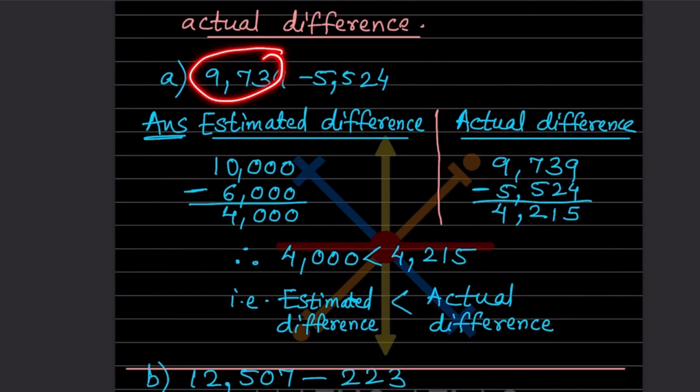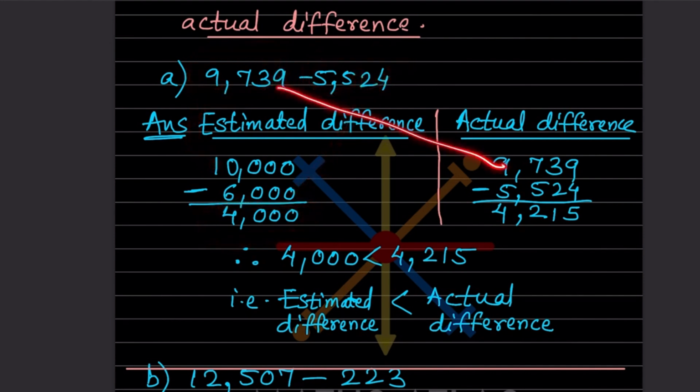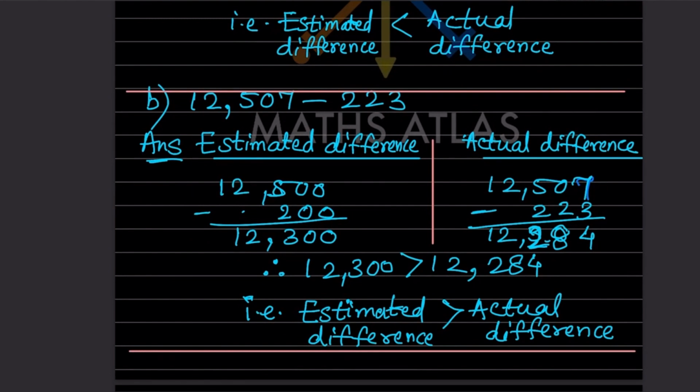So here when you round, you get 10,000. When you round this, you get 6,000 and you subtract it. Both here remain the same, you subtract. So what can you say here? That 4,215 is greater than this, so you open the mouth over here. So estimated difference is less than the actual difference. Okay. Now look at here.